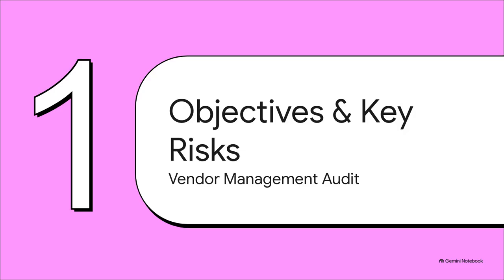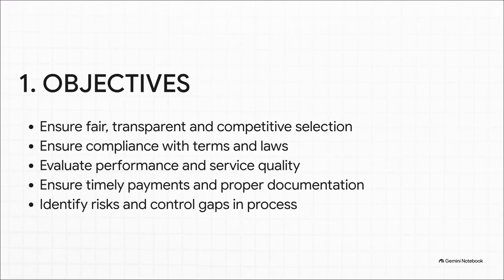Part 1. Objectives and Key Risks. Let's jump in. Our audit is essentially driven by 5 precise objectives. We need fair and transparent selection. Think about mandating 3 blind bids for a huge software purchase, right? We also have to enforce contract compliance, constantly evaluate the service quality, guarantee timely payments, and of course, continuously hunt for any control gaps in the vendor management process itself.